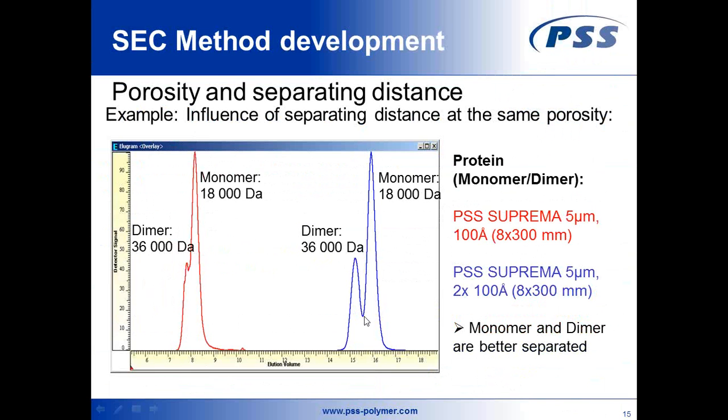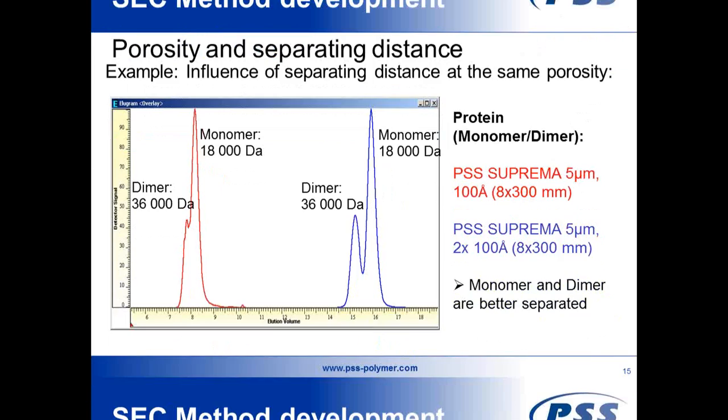When we take two columns into account, two 100 angstrom columns, we get the dimer two-thirds baseline separated from the monomer at the very beginning. If we would add a third column, we would get them perfectly baseline separated. But what you also see is the disadvantage of adding a second column: you double your analysis time from 8 milliliters to 15 milliliters, or from 8 minutes to 15 minutes if you run it at 1 mil per minute. But you really improve your resolution.